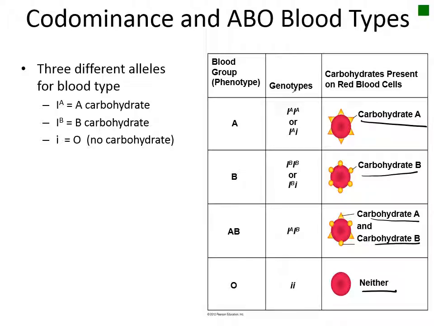Take note of the genotypes for each blood type listed in the table. People with type A blood can be homozygous for the A allele or heterozygous with an A allele and a lowercase i allele. The same is true for people with B blood. However, AB individuals must be heterozygous for the A and B allele, and type O individuals must be homozygous recessive.